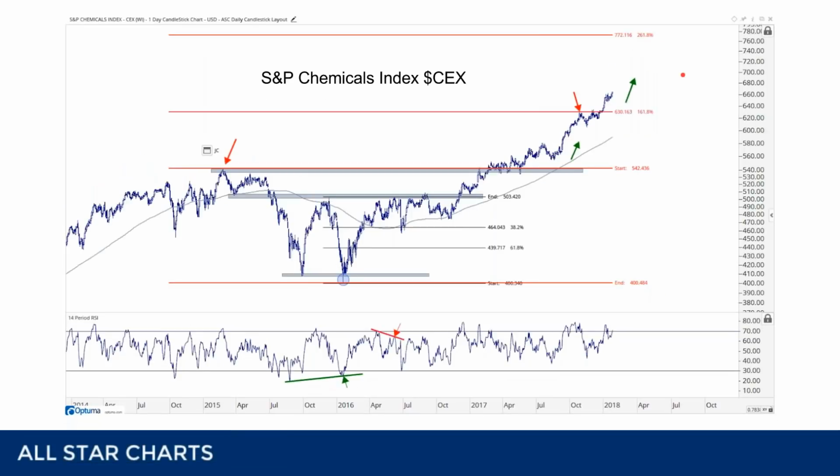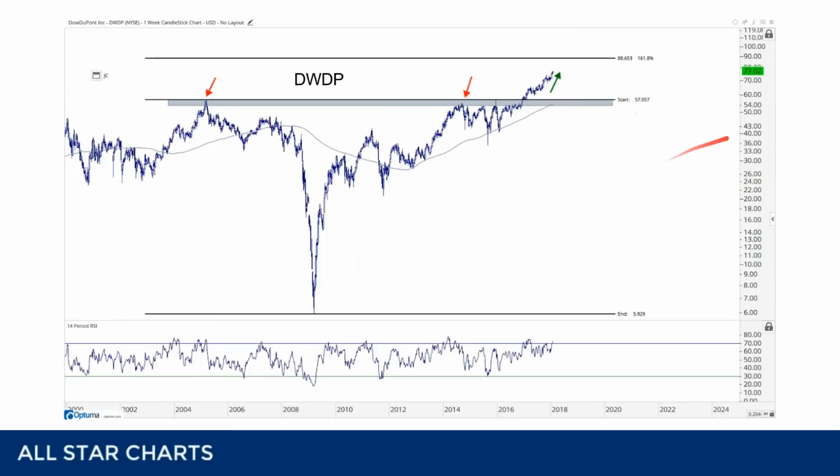Here's the chemicals index. This has been a huge winner for us for sure, especially since that breakout last year. We hit our target right here near 630. This is the S&P chemicals index. We hit that target. We consolidated as we should have, right? And then we broke out, and I think we're off to the races. And I think we got another 100 points left in the S&P chemicals index. And if we got 100 points in the S&P chemicals index, guess who's probably going to do well?